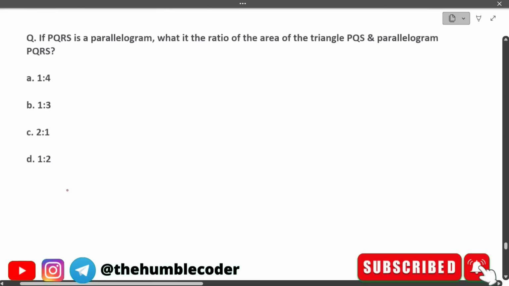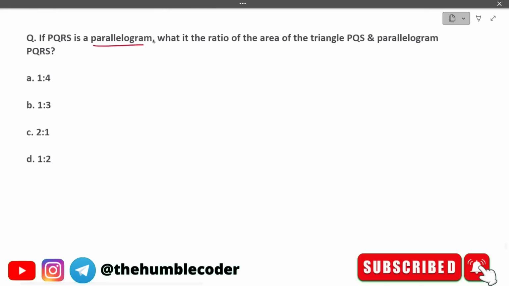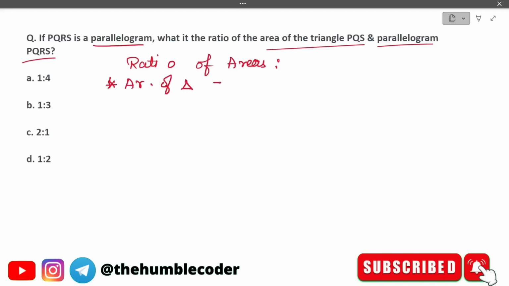If PQRS is a parallelogram, what is the ratio of the area of triangle PQS and parallelogram PQRS? In order to solve this question, you should understand a few things. Let's write it down. Ratio of areas. First thing is, the area of a triangle is half into base into height. And second thing is the area of a parallelogram.